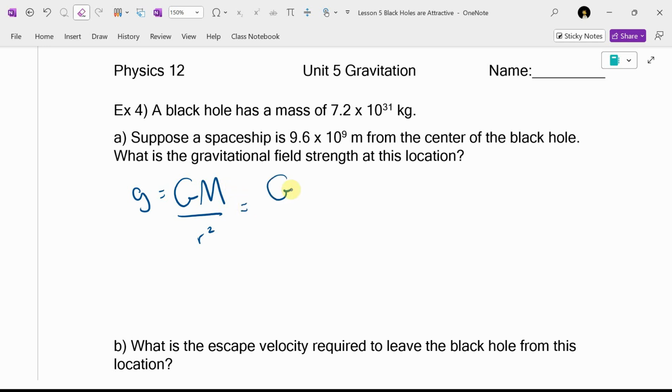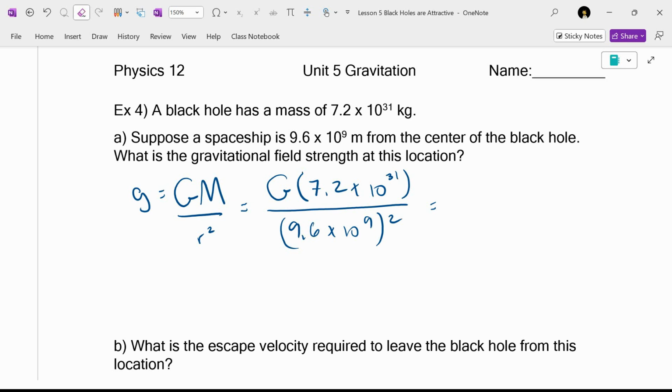Big G, 6.67 times 10 to the negative 11. The mass of this black hole, big M, 7.2 times 10 to the 31. This is a radius because it does say from the center of the black hole, so it's going to be 9.6 times 10 to the ninth. Don't forget the squared. Does this have to be bigger than 9.8? Well, no, you could be so far away from the black hole that g is less than 9.8, but I have a feeling this one will be bigger than 9.8.